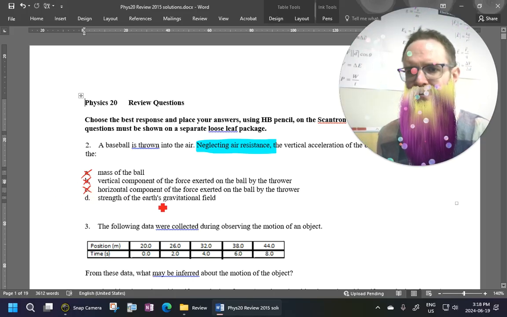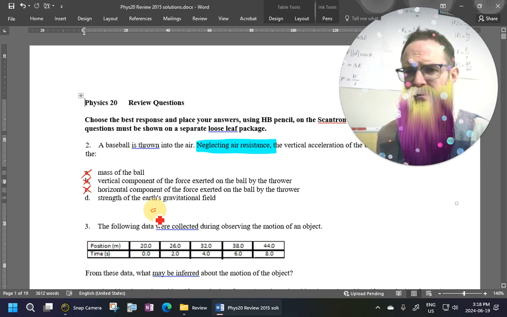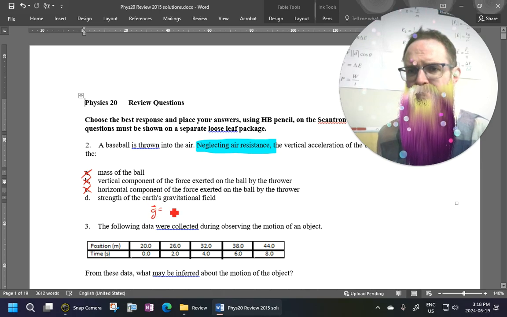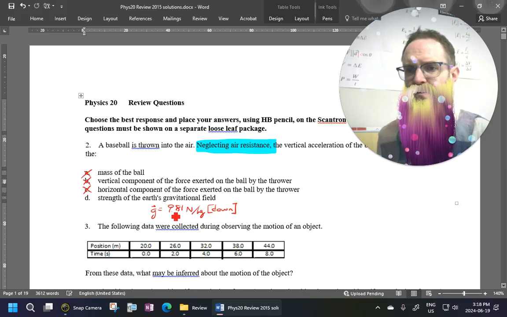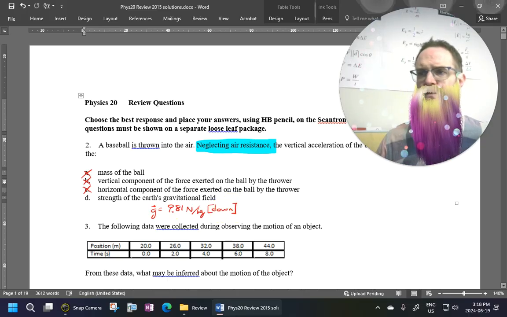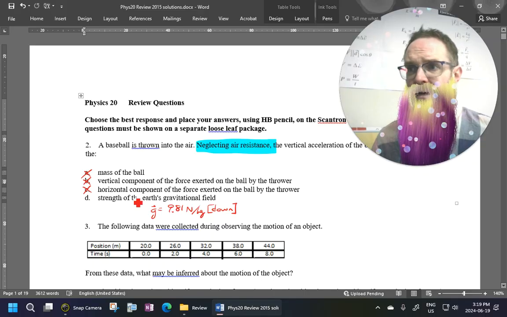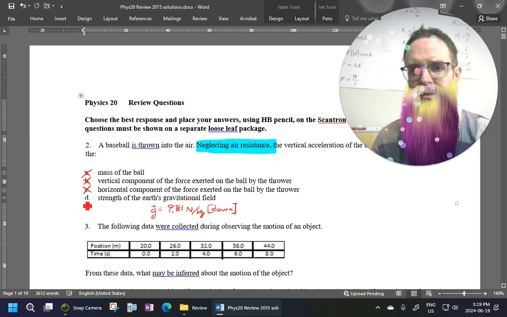It's all about the gravitational field strength, right? So this is that little g. This is the 9.81 newtons per kilogram down, or the 9.81 meters per second squared down, right? So it's going to be just dependent on that, really. So it's got to be D.